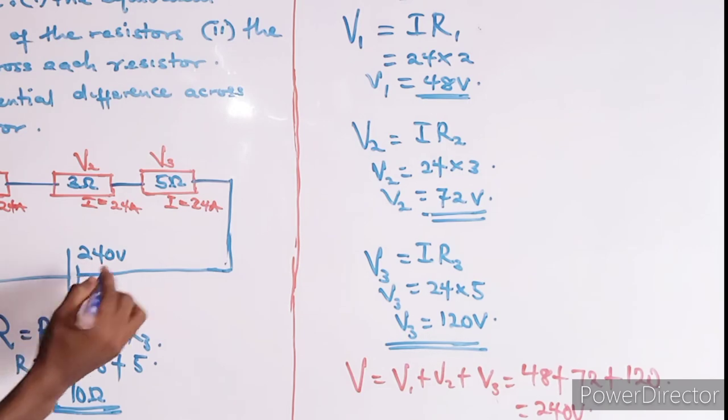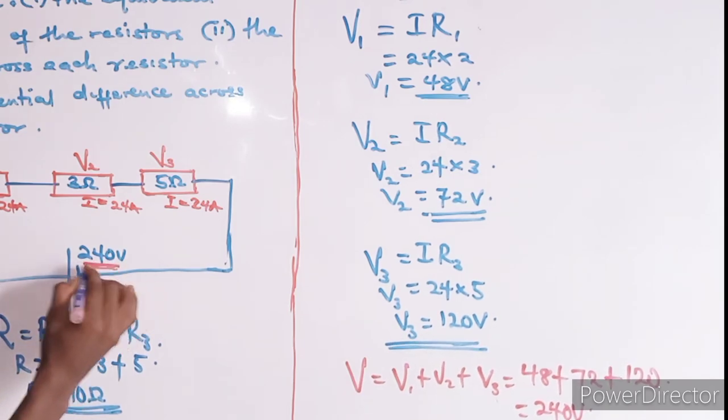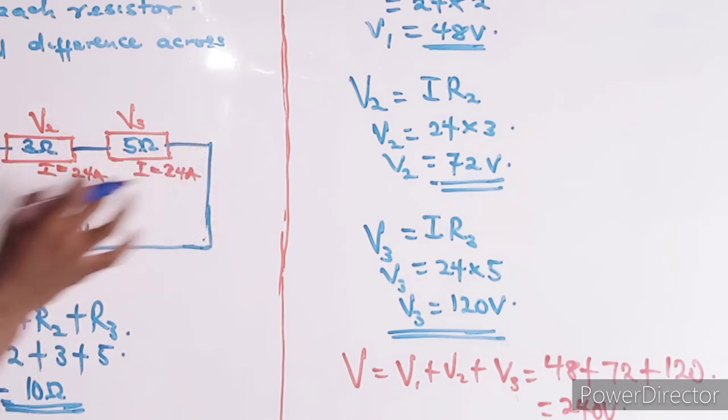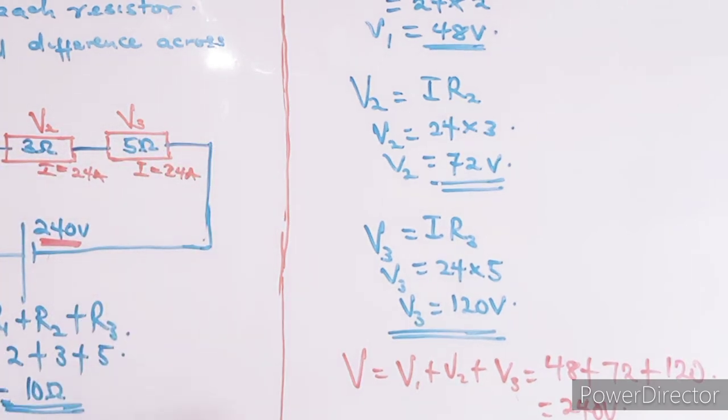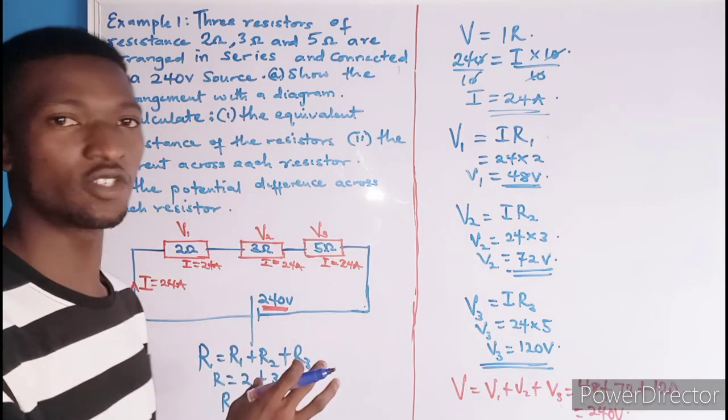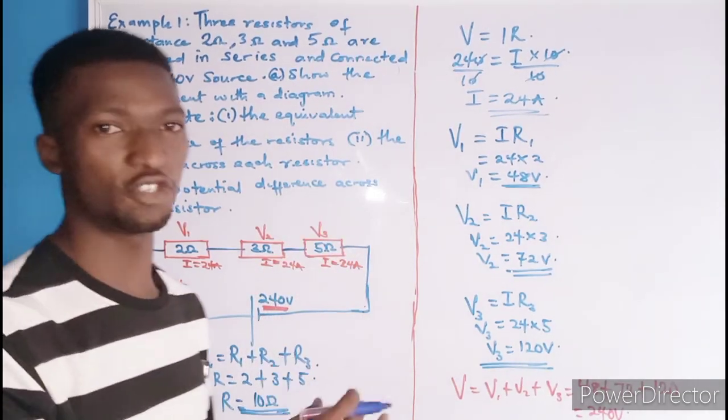Now you see that what you have here is as well 240 volts. So it was this 240 volts that was divided across each of these resistors into three places. So that's how we've gotten our 240 volts back. In this case, this is all about the arrangement of resistors in series.